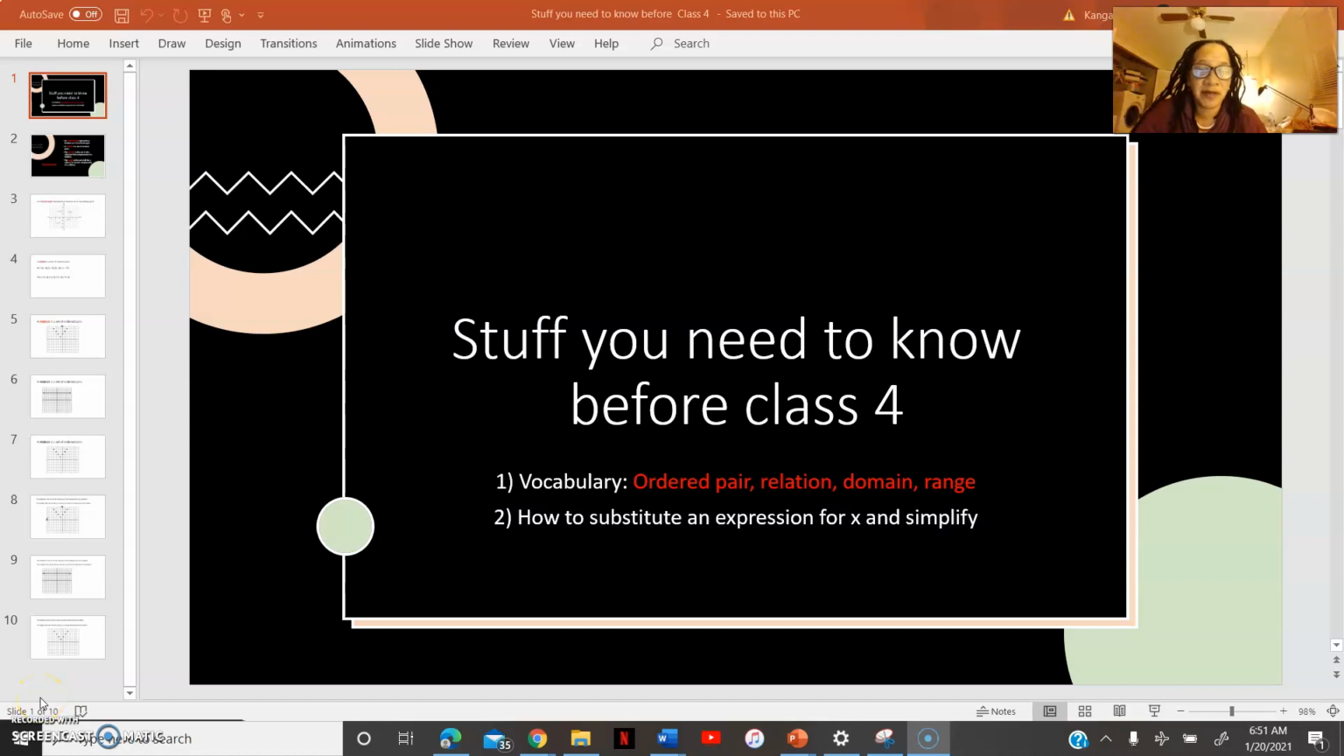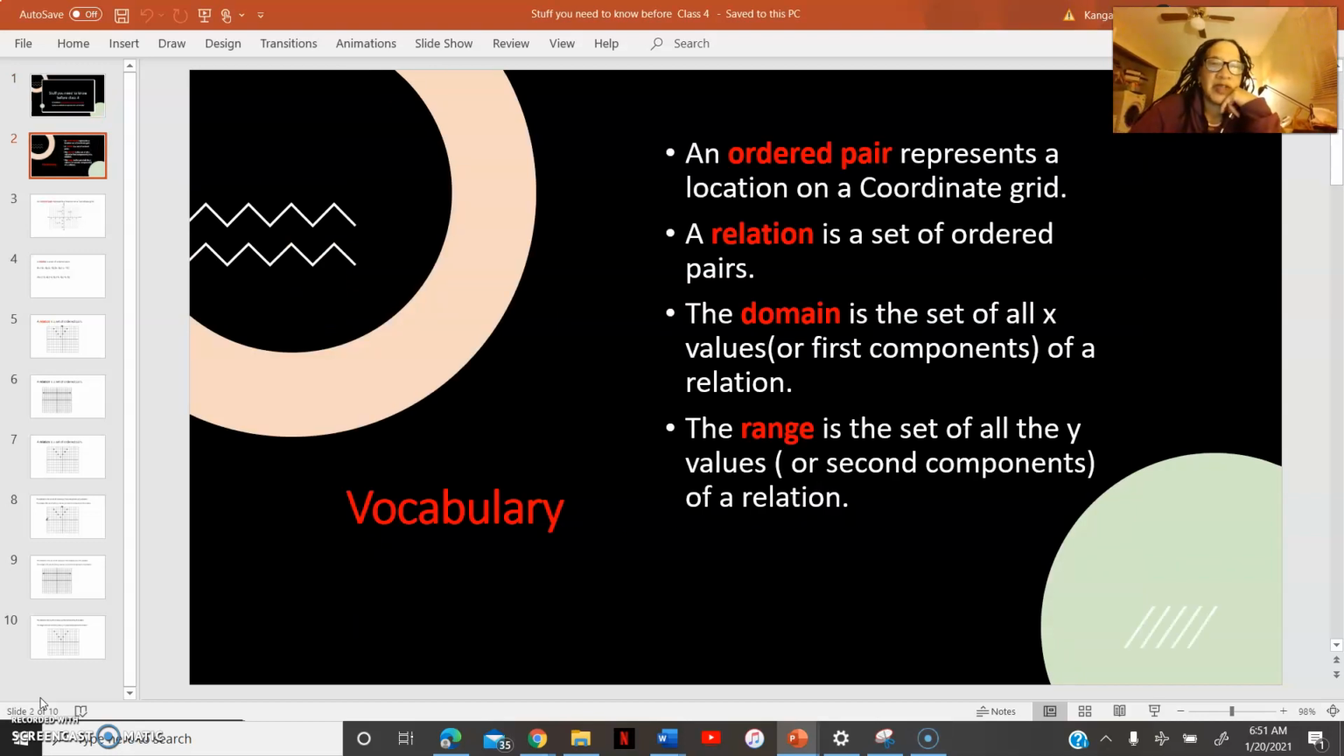Okay, let's review the stuff that you need to know before class. The first thing you need to know is some vocabulary here. So we're going to go over this vocabulary in red. And here's the official definition of each of these vocabulary terms for ordered pair, relation, domain, and range.